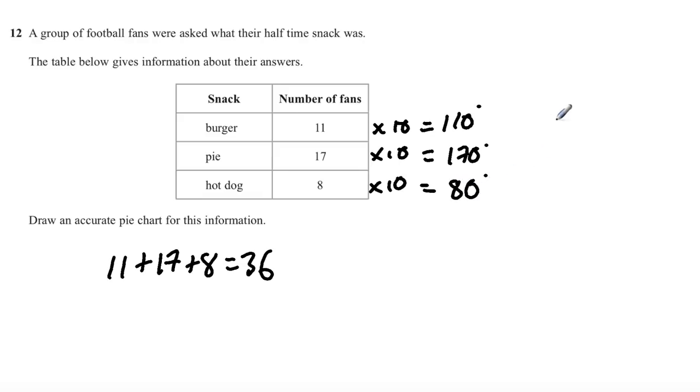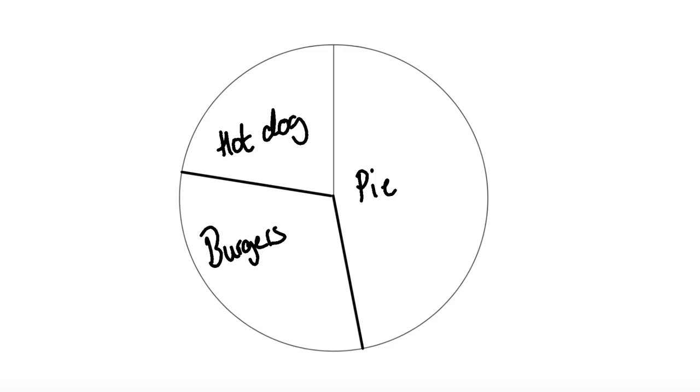Now all I need to do is just construct my pie chart. What I've done now is constructed my pie chart. So this angle over here, from this line to this line, is 170 degrees. This angle from here is 110 degrees. And this angle over here is 80 degrees.